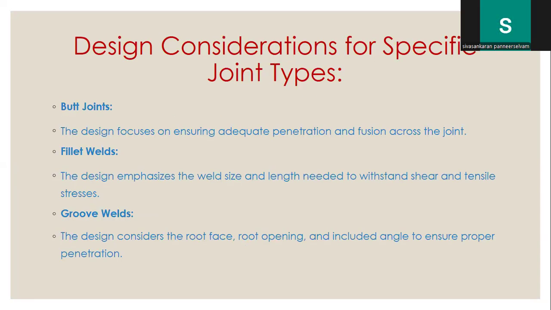Design considerations for specific joint types. Say, butt joint: this type of weld joint is used for a high penetration fusion process. Fillet weld is used to withstand the tensile and shear stress across the joint. The groove weld is normally used for proper penetration with a minor included angle across the root face of the plate.